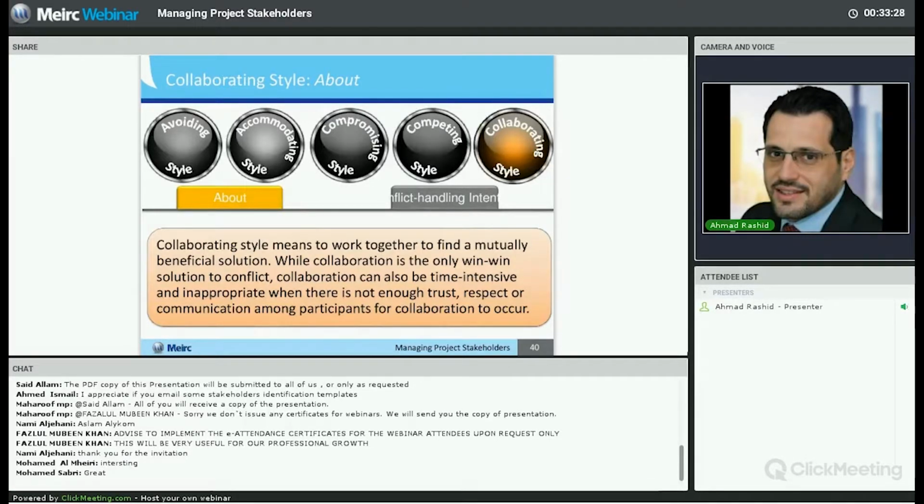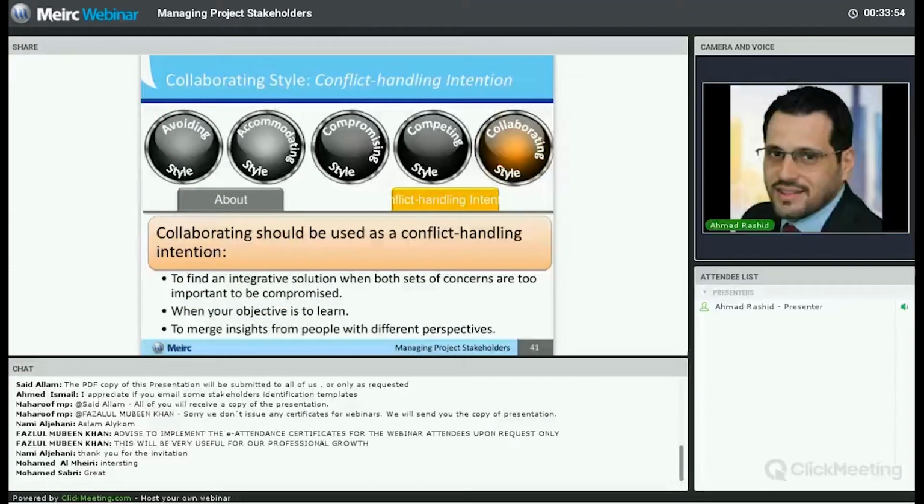So please do remember that collaboration can be time consuming, it requires effort, it requires empathy, sympathy, and that's why we don't recommend collaboration in every situation. Collaboration, we use it when the matter is really important for all parties. For example, we want to change something in the methodology of our project, or we want to introduce something new, like templates or plans, or change the project plans. So this is when we use collaborating.